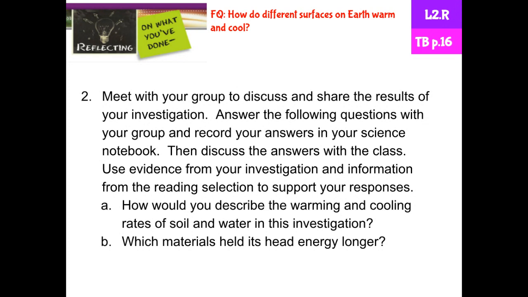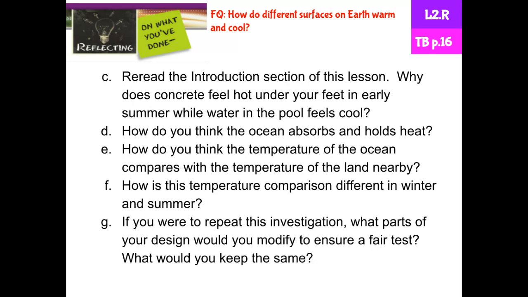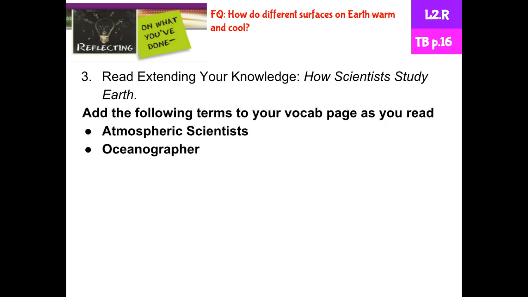Number 2 is meeting with your group to discuss the results of your investigation. So looking back to investigation 2.1, there are a handful of questions, A, B, C, D, E, F, and G. So your reflection sheet would show this. And then when you get time, read how scientists study the Earth, adding atmospheric scientists and oceanographers.